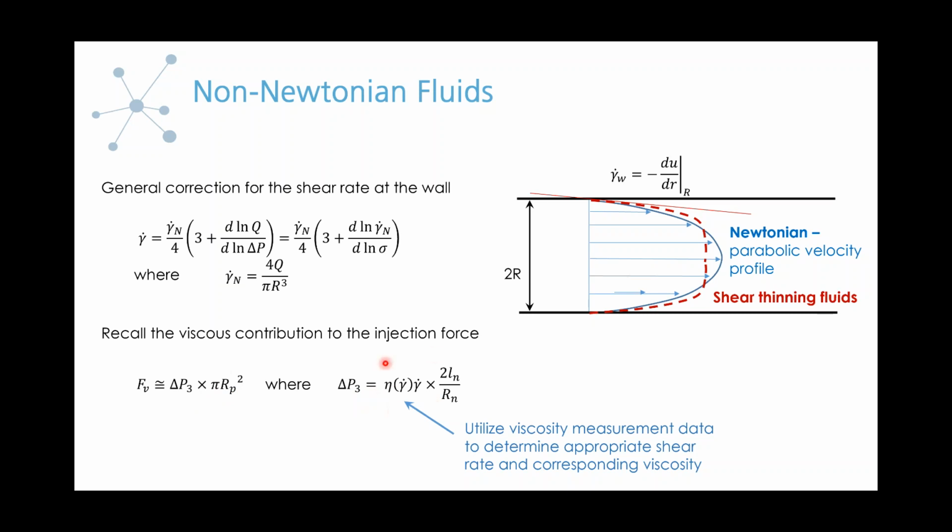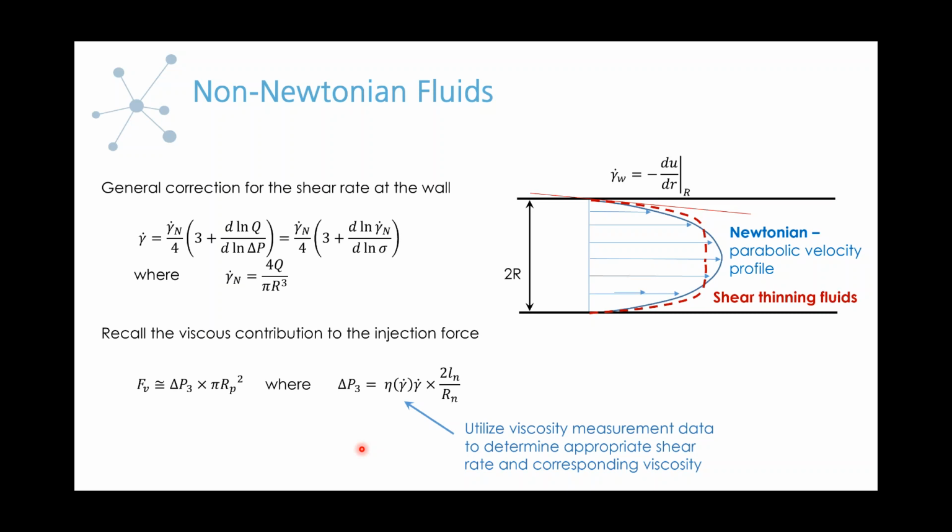And so now what you will have, instead of a single constant viscosity times shear rate, is something that's variable. And so what you'll need to do is determine, using the correction, the appropriate shear rate for your experiment, for your fluid, and then use that to get the correct viscosity. And then that allows you to get the pressure drop. So it's a little bit of a process if your shear thinning is not well defined. But you can do this from experimental data.